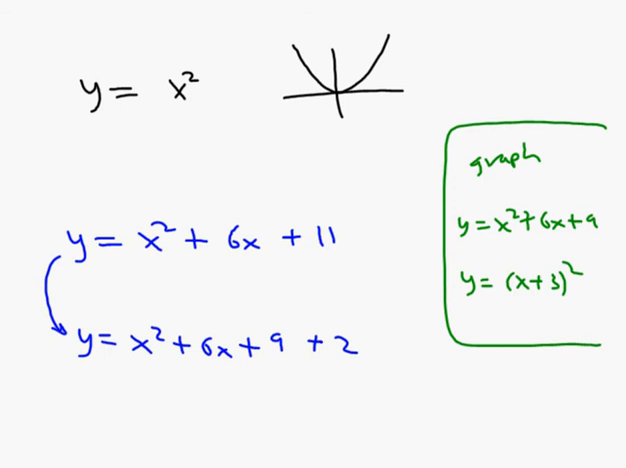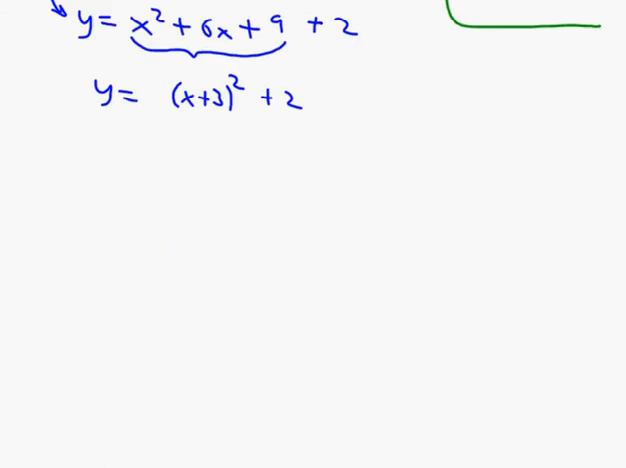Okay, so the advantage is that we can factor this first trinomial. So it turns out to be x plus 3 quantity squared plus 2. I know exactly what that graph looks like. That graph is left 3, so 1, 2, 3, up 2, and there's my vertex. And from there, I go up 1 over 1, up 1, back 1, up 3 over 1, up 3, back 1, and I get a really good sketch of that parabola.